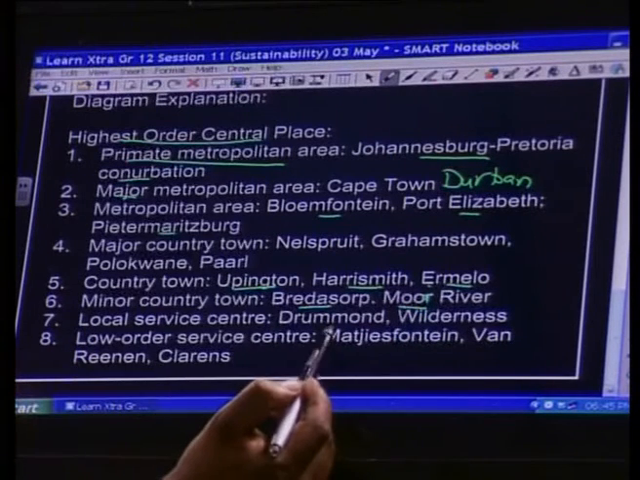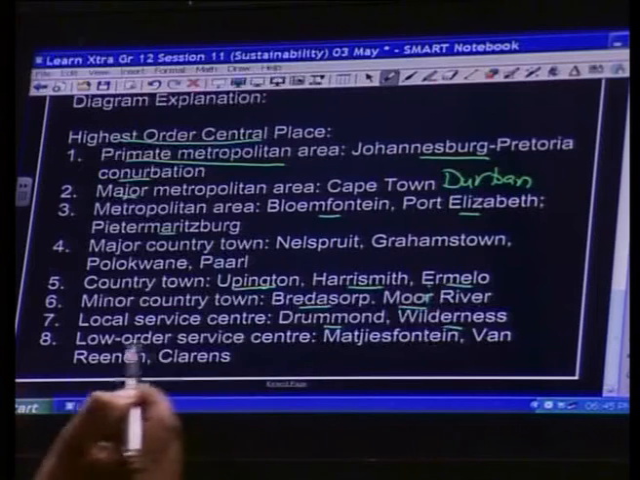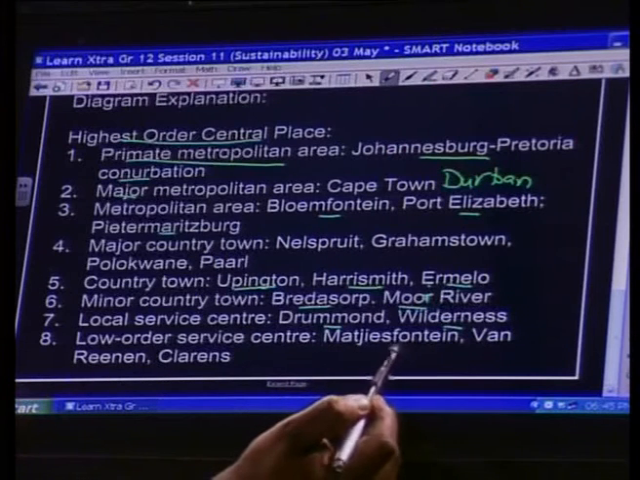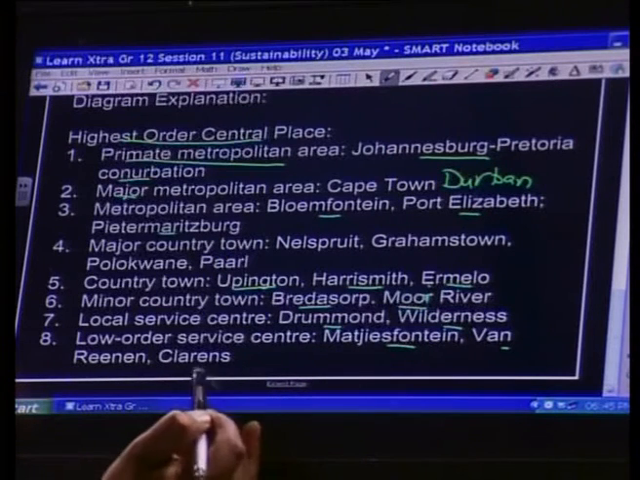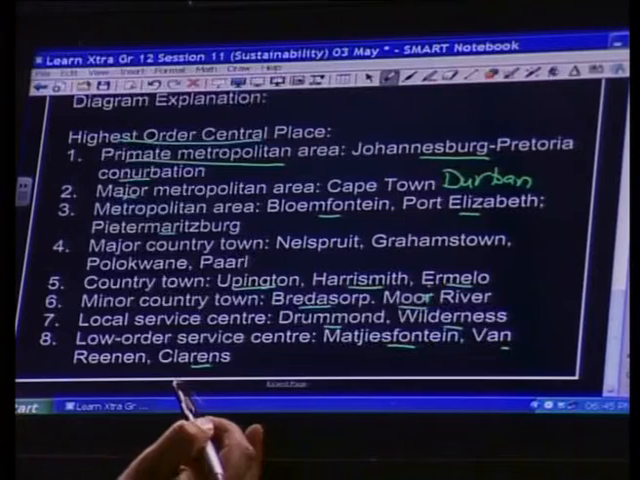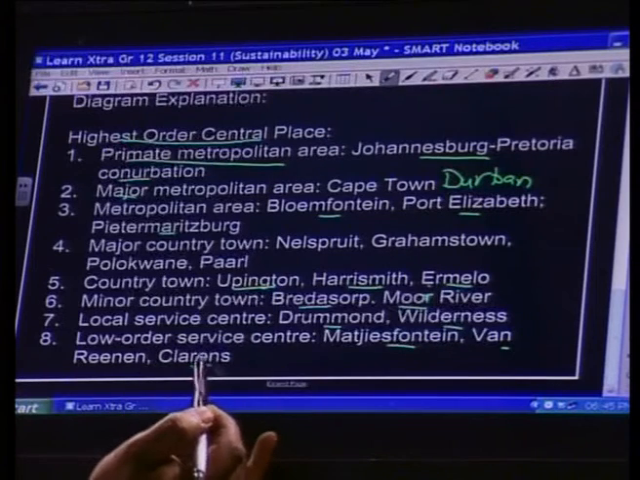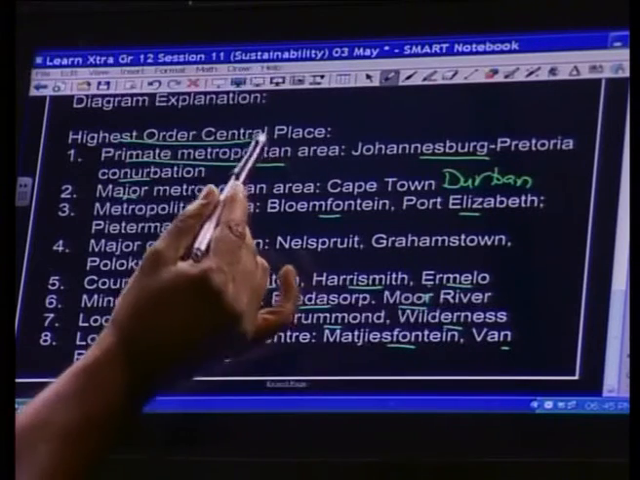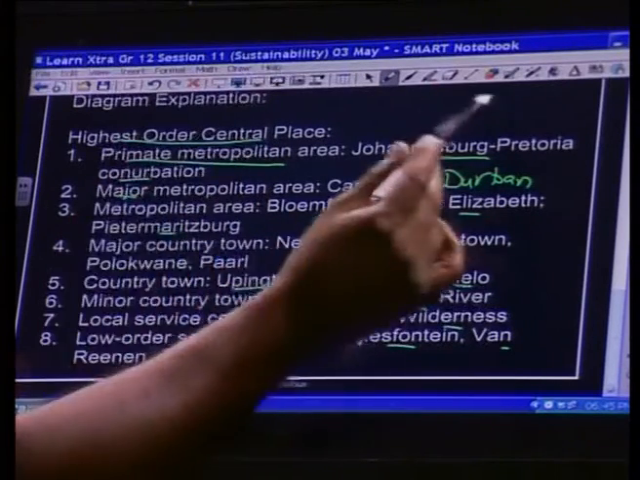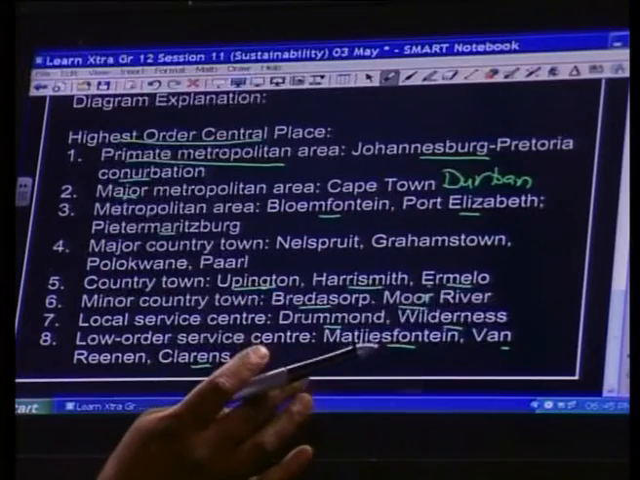Local service centers, example Drummond and Wilderness, and low order service centers, example Matjiesfontein, Van Rhynsdorp, and Clarens. What you will note is that there are more smaller settlements around Clarens than in Johannesburg. Johannesburg, Pretoria, becomes a conurbation.